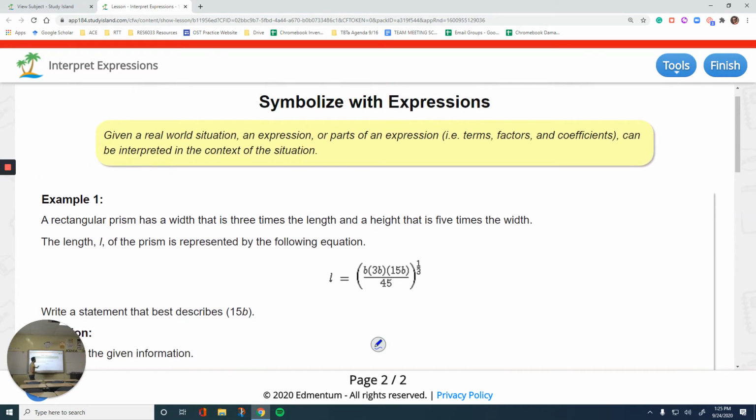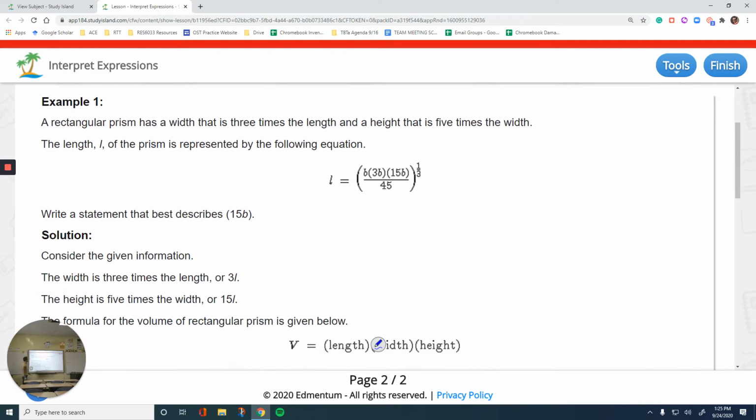Okay, now let's talk about this part. Symbolized with expressions. Given a real world situation, an expression or parts of an expression can be interpreted in the context of a situation. Now, let's look at this. A rectangular prism has a width that is 3 times the length and the height that is 5 times the width. Very complicated if you just read it. If you break it down, it'll make more sense.